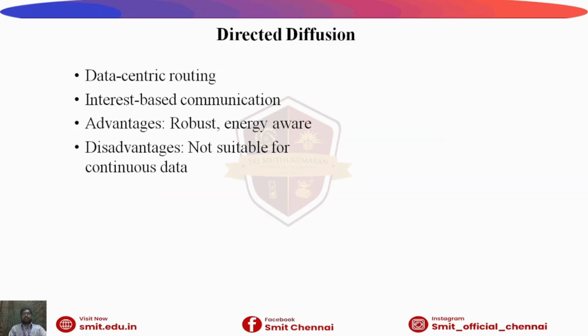Next is directed diffusion. Directed diffusion is a data-centric routing protocol in which the sink broadcasts interest messages. Gradients are established, and data flows along the best path. An advantage of using this protocol is that it is energy aware and robust to failures. A disadvantage is that it is not suitable for continuous data streams.